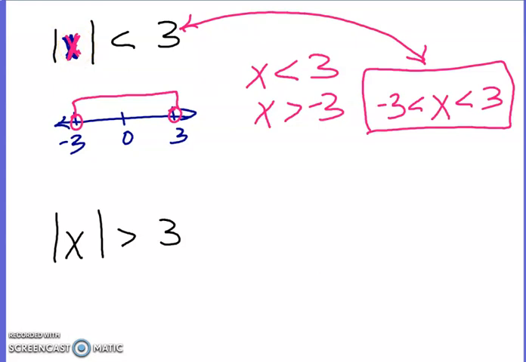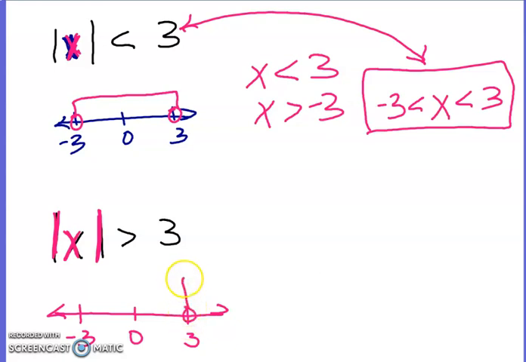Now on this one, think of, we don't know what x is, but this is distance. The distance is greater than 3. That's what that means. It's greater than 3 spaces away. So it could be 3.5, it could be 4, it could be 20,000. Whatever it is, the distance has to be greater than 3.